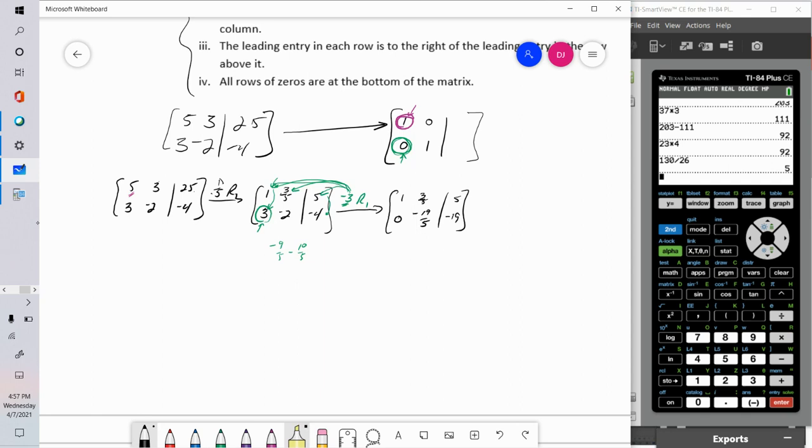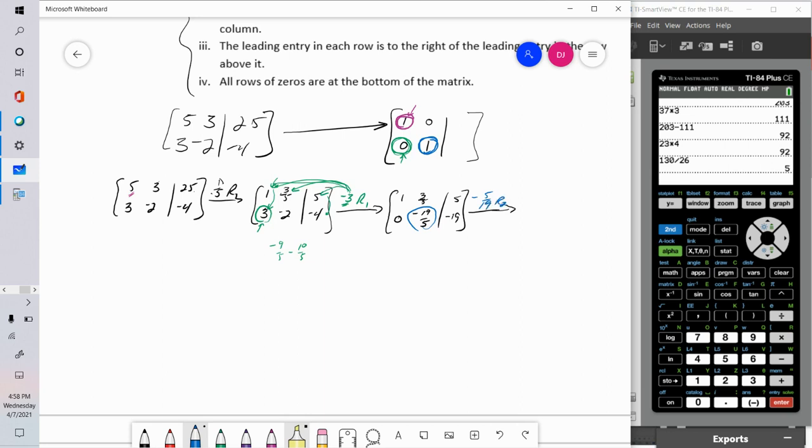So notice we've got the 1, we've got the zeros. First column is set. Now we need to move on to the second column. And in the second column, remember what we're going to do first is the 1. So this entry needs to become a 1. And what is it? It is a negative 19/5. What do you have to multiply negative 19/5 by to get 1? You would need to multiply by negative 5/19.